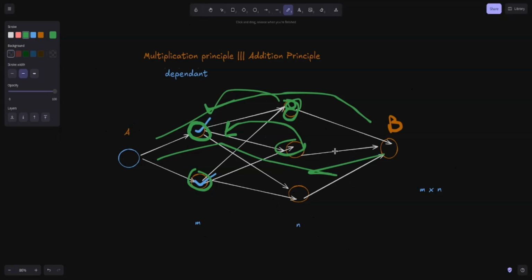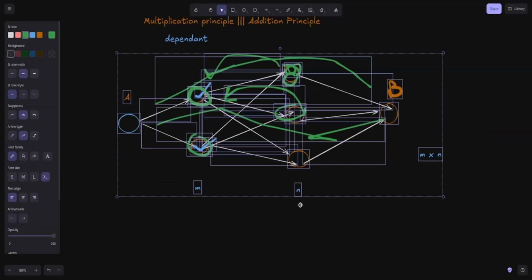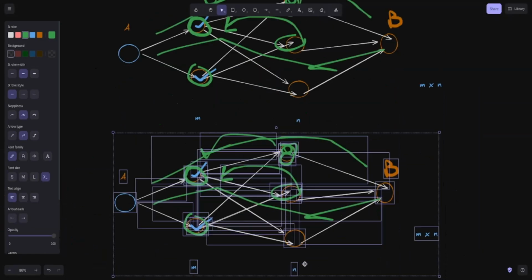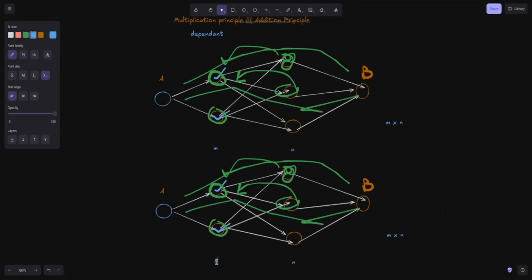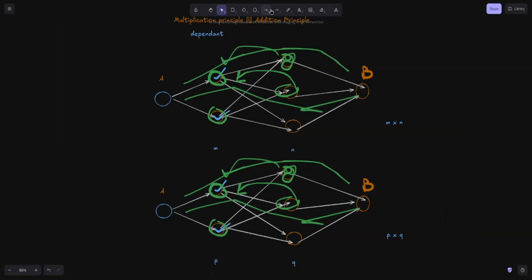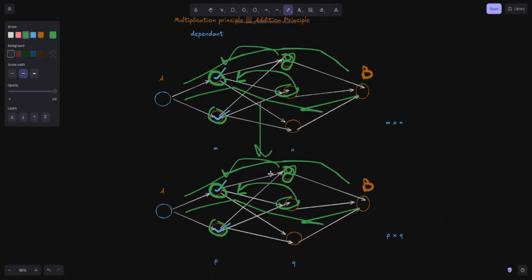Now when do we do the addition thing? Let's say it is not at all related here. If this is one case and this is another case, the same thing is done. Let's say this is P now and this is Q now. So what will be the case here? P into Q. Does anything from here depend on this? It doesn't. So what will be the total count here? M into N plus P into Q.